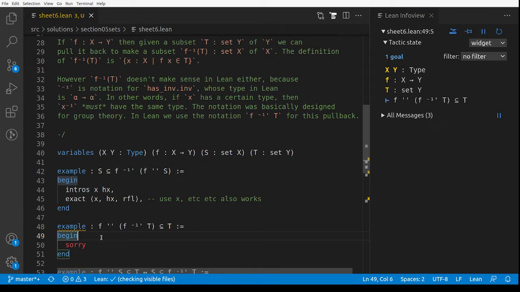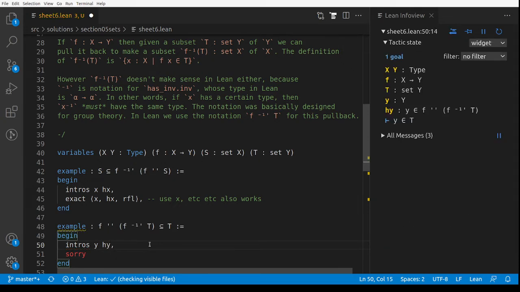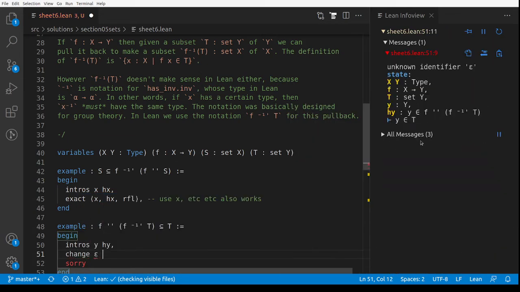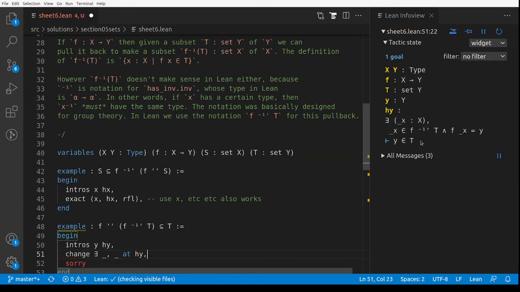Well, so now we're trying to prove that if we have a subset T of Y, then if we pull it back and then push it forward, we get something that's contained in T. So I guess intros y hy. And now that says y is in the image of something. And so actually hy says we could change that to there exists some x, comma something, at hy. Will it like? Yeah. So you can see that hy is actually an existence statement.